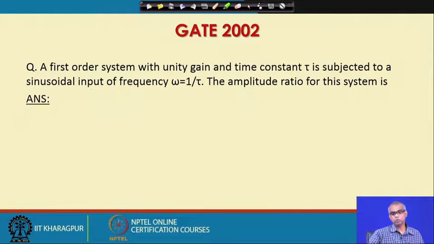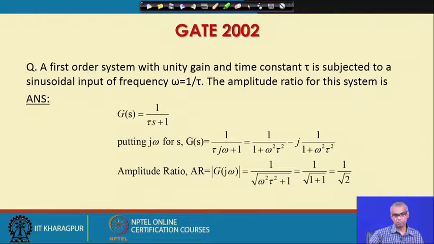A question from year 2002. A first order system, so unity gain and time constant tau, is subjected to a sinusoidal input of frequency omega equal to 1 by tau. The amplitude ratio for the system is, you can find out like this.